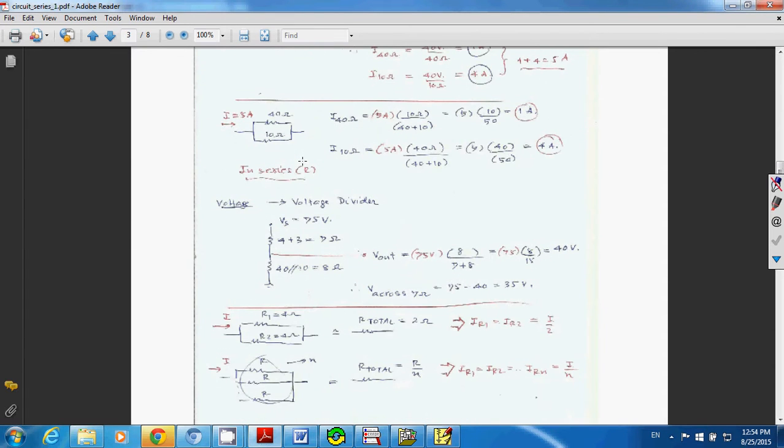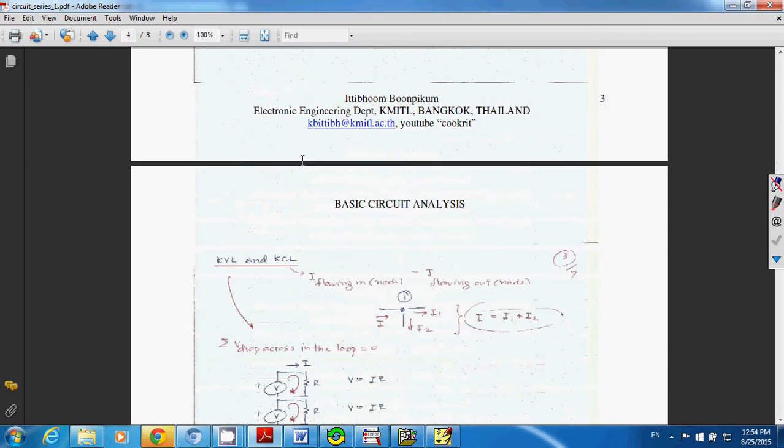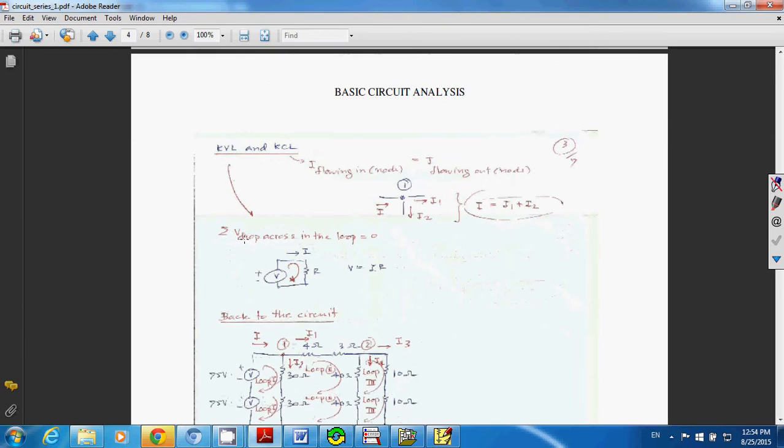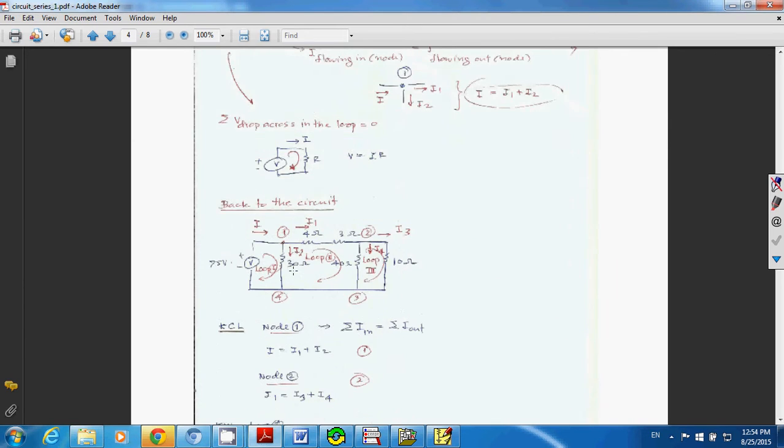Then we're going to apply Kirchhoff voltage law and Kirchhoff current law, or in short KVL and KCL. That means you need to set up equations and solve for unknowns, which in this case are our current and voltage drop across each resistor. You need to make sure that you set up the right equation, otherwise you're going to waste your time, because you have to solve the equations altogether.